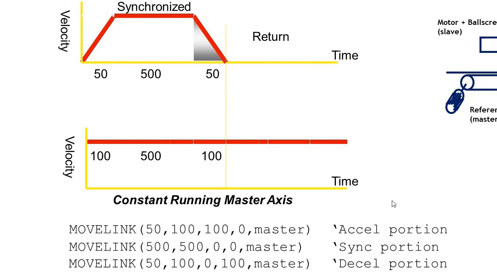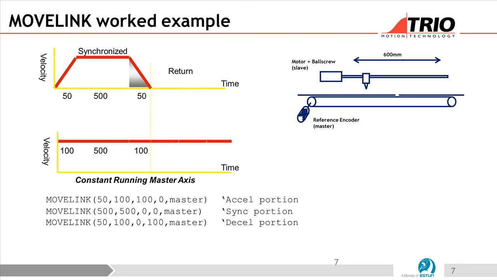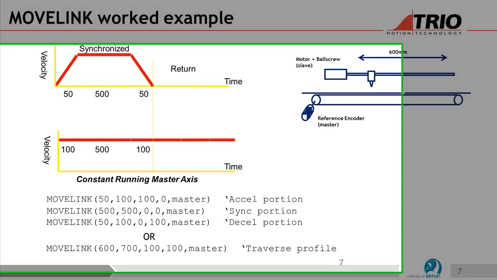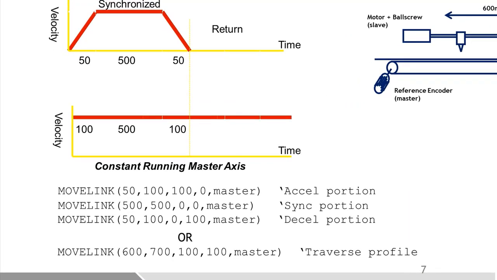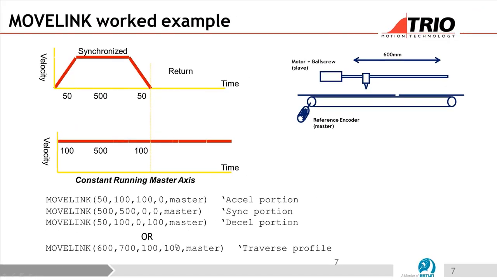So I can do my flying shear motion with 3 MoveLinks merged together, and that will actually work. But obviously we prefer to have it as one. So if I just add up the columns, if I add up my 50, 500, 50, it gives me 600. That's my movement on the slave, that's what I wanted. And if I add up the second column, I get 700, and then the third column 100, fourth column 100.